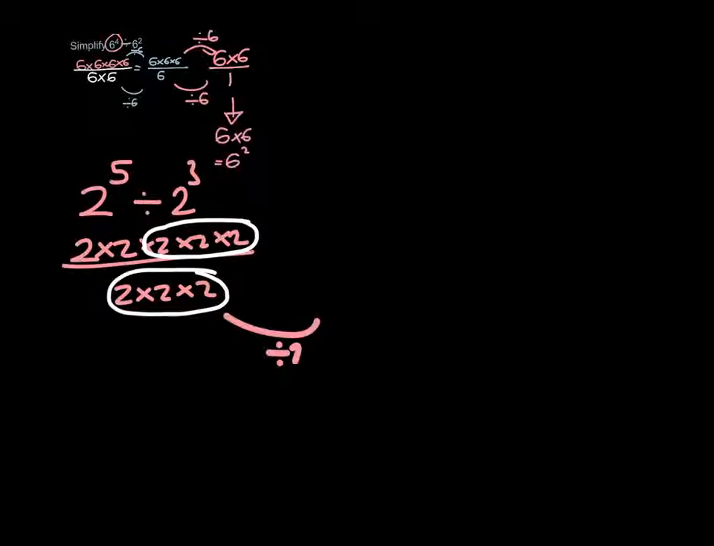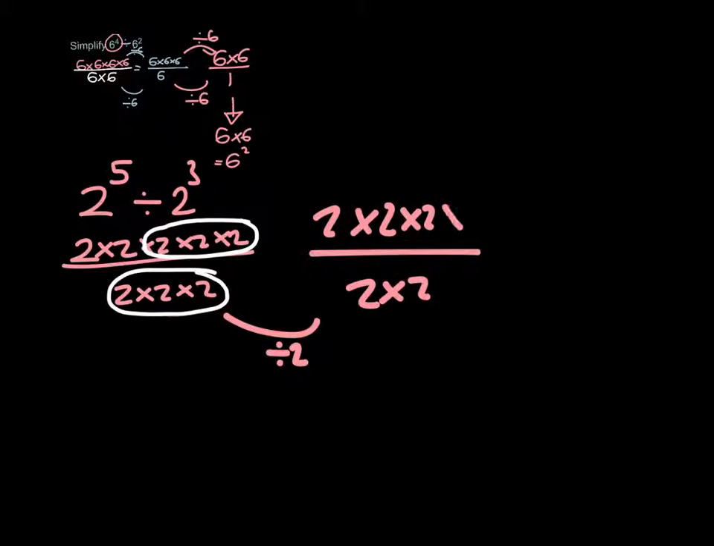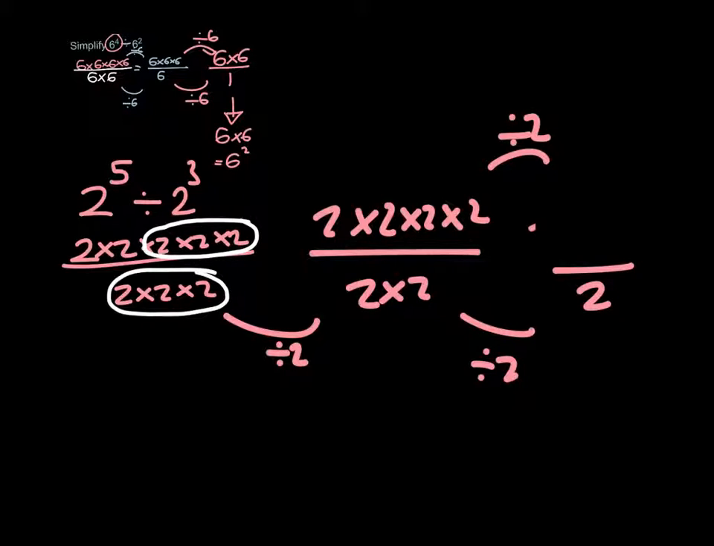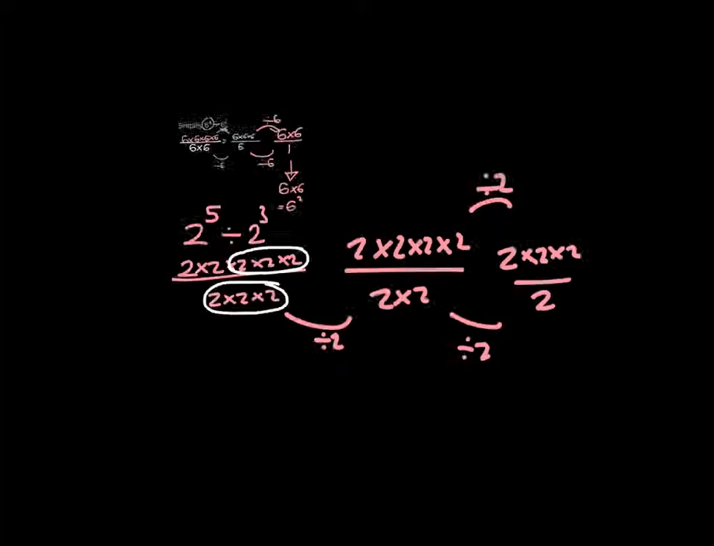Divide by 2 would be 2 times 2 on the bottom, and there'd still be 2 times 2 times 2 times 2 on the top. Divide by 2 again, divide by 2 again. You'll be left with just 2 on the bottom and 2 times 2 times 2. And then one last one.